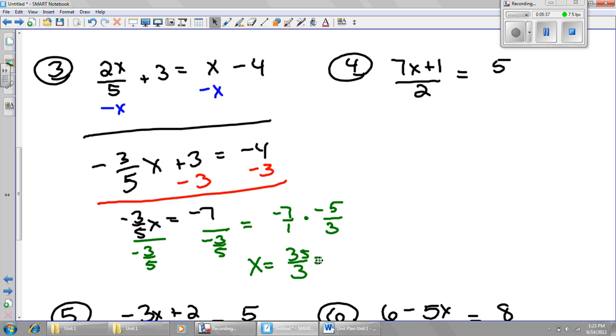Now, if it was 36 over 3, my answer would be 12, right? So I'm going to get a mixed number of 11, and I'm 1/3 short of 12. So I'm going to get 2/3, 11 and 2/3. Either one of these answers is good. I expect you to know how to convert them.